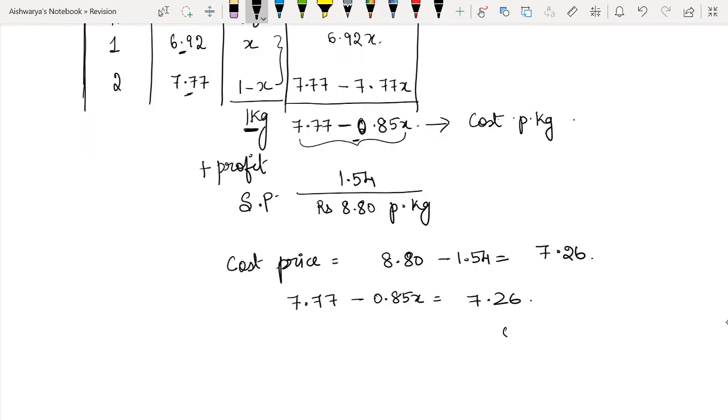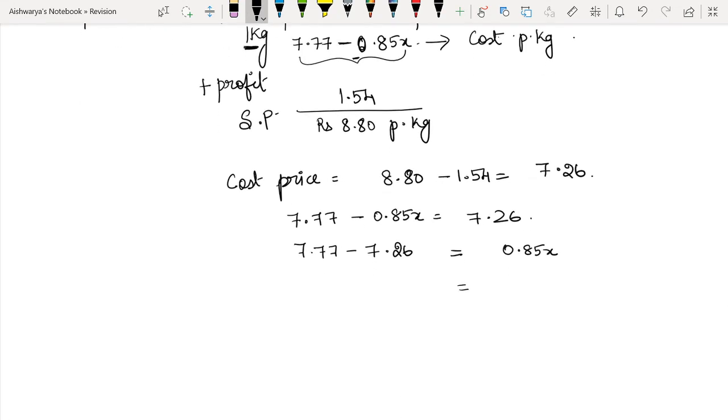So now, 0.85x, bring it to the right hand side. On the left hand side will be 7.77 minus 7.26, which is 0.51. Now here I want you to be very careful. Don't take your calculator and quickly cancel it out. You can write this as 51 by 85.